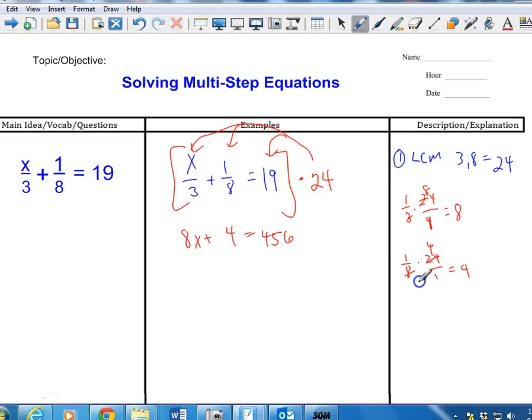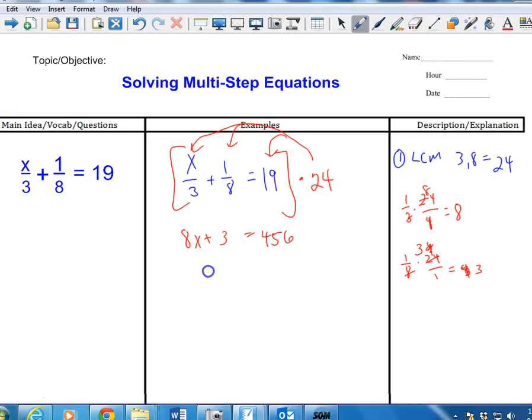Now, whoops, I got a mistake here. That should be 8. That should be a 3. Ah, that could have been candy for you. And that 4 is actually a 3. Sorry about that. I just caught it as I was about to go on. Hope you're using pencil. 8x plus 3. That looks better.